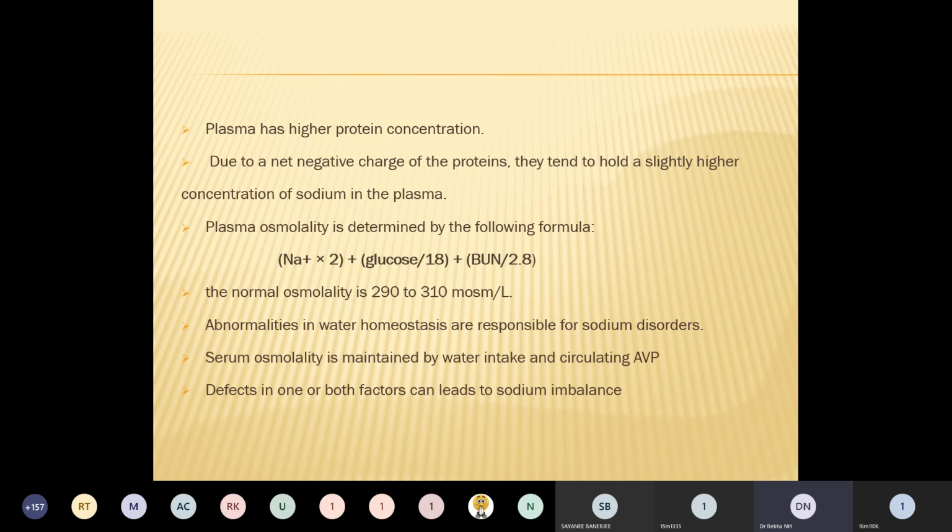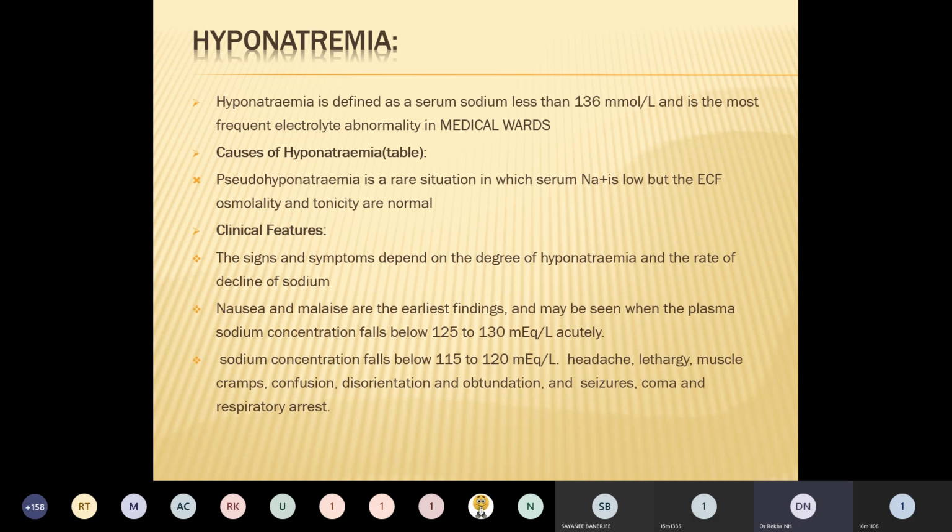Any abnormalities in water homeostasis are responsible for the sodium disorders. In a normal individual, serum osmolality is maintained by water intake and by circulating AVP, that is arginine vasopressin. Defects in water intake or in AVP can both lead to sodium disturbances. So coming to hyponatremia: hyponatremia is defined as a serum sodium less than 136 millimoles per liter, and is the most frequent electrolyte abnormality encountered in hospitals or in patients.